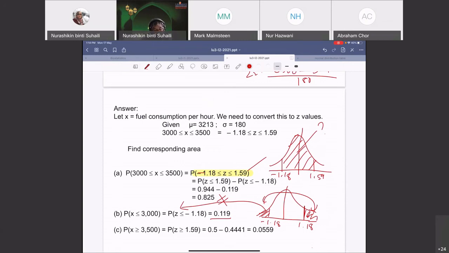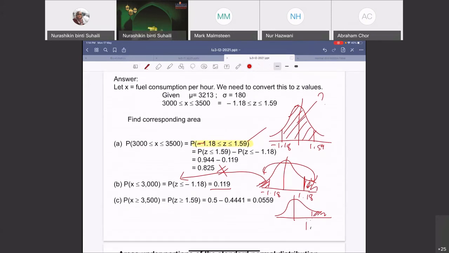And the last question, x greater than 3500, what does it mean? It means the area when Z is more than 1.59. So this is the area. Once you understand the rule of thumb of the Z distribution, it's easy for you to solve any kind of situation.